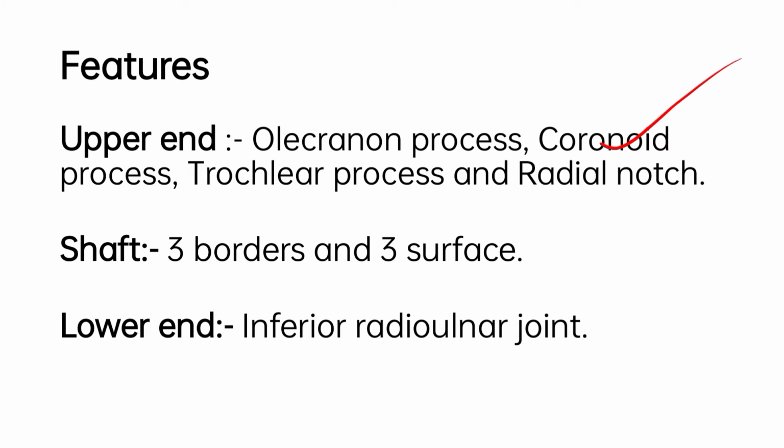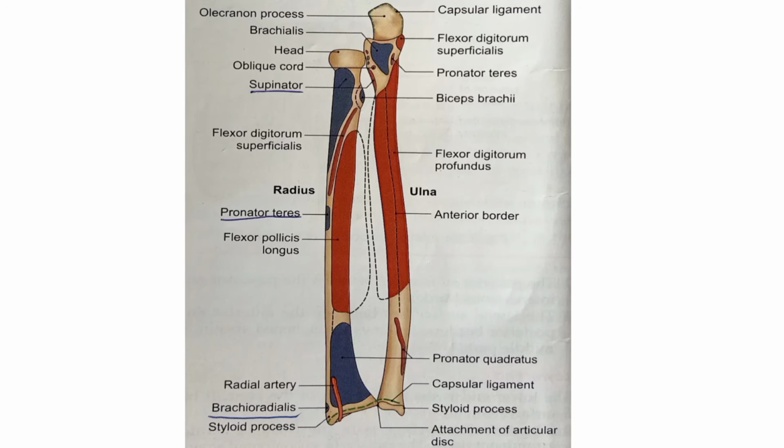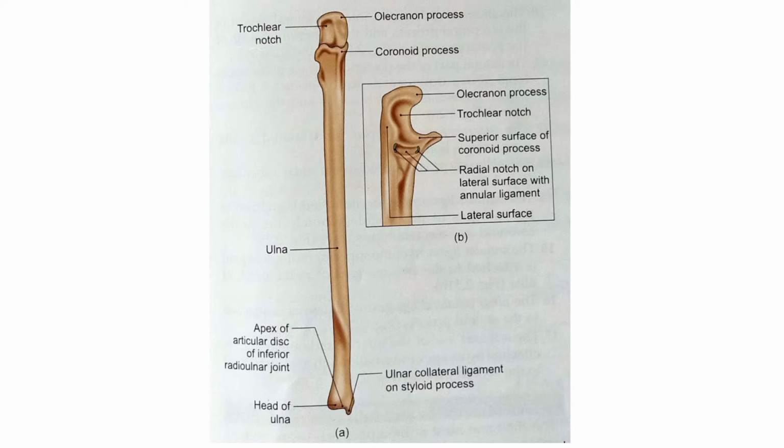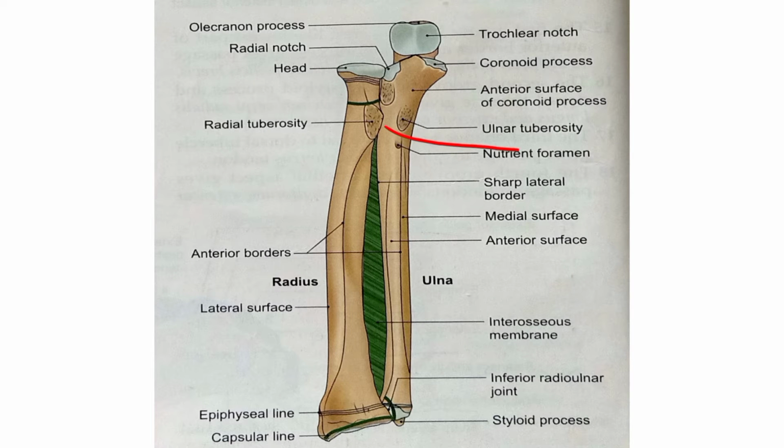Now anterior surface. It is triangular and rough. Its lower corner forms the ulnar tuberosity. Alright, anterior surface. I'll show you. See, over here it is ulnar tuberosity.